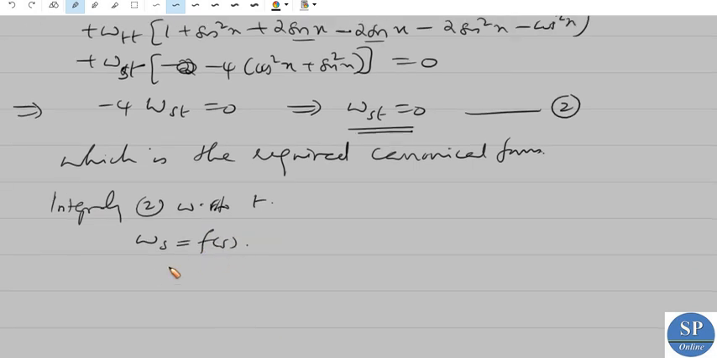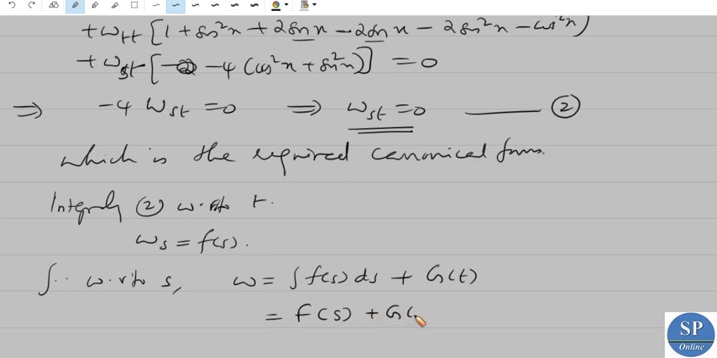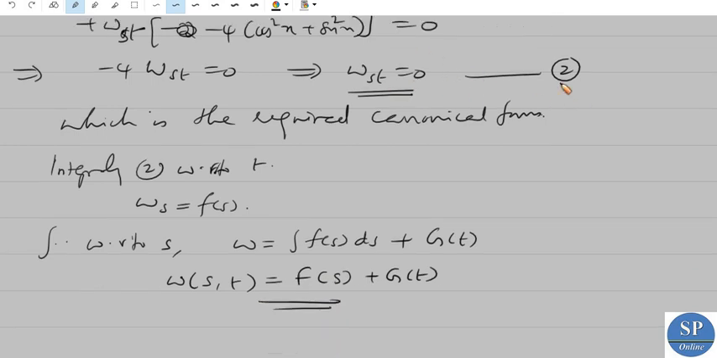Now integrating again with respect to s, we get w equal to the integral of f of s ds plus a constant of integration, which may be a function of t, right? Because we are integrating with respect to s, the constant of integration may be a function of t. So this can be written as f of s plus g of t, that is w of s comma t, the general solution of this given equation.